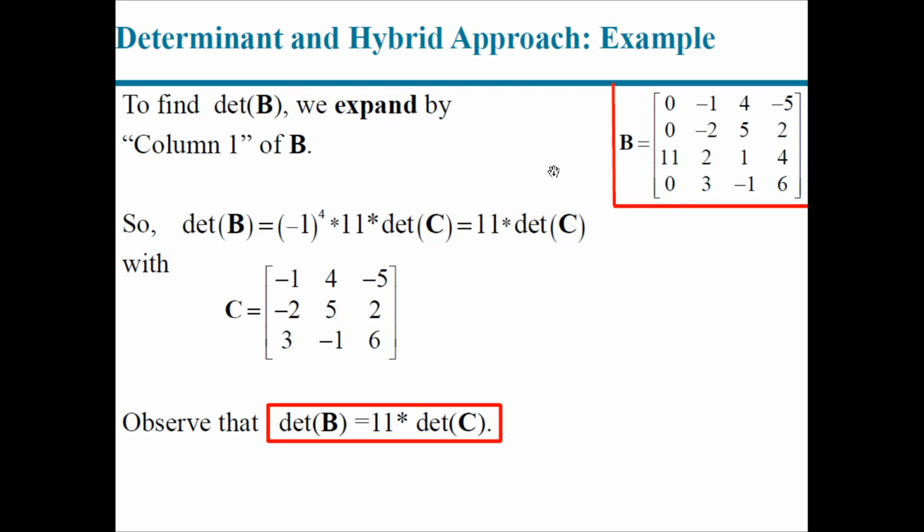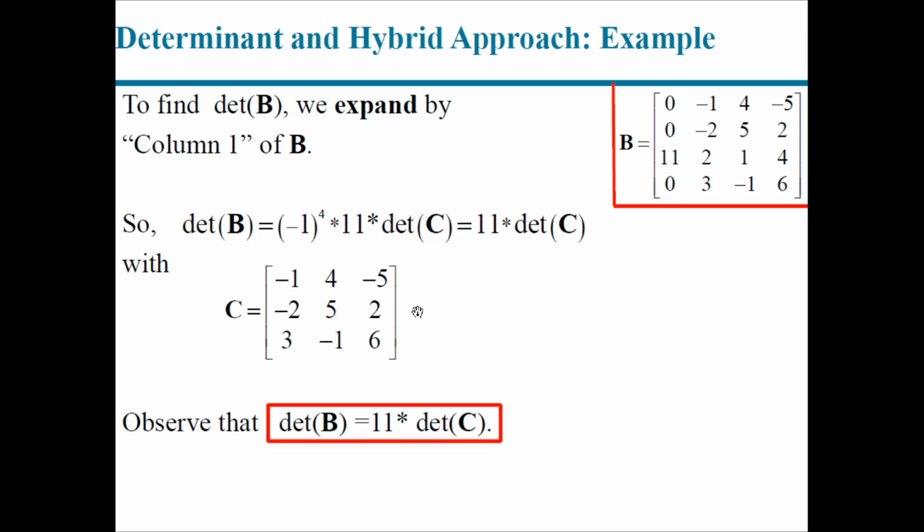So again, cofactor expansion. This is entry 3, 1, so it is -1 to the power 3 plus 1, which is 4, times the value of the entry, 11, times the determinant of the matrix that I get when I eliminate column 1 and row 3. So here is the matrix C. So the determinant of B is 11 times the determinant of C, because I expanded. Okay, fine. So I have it here to keep in mind.